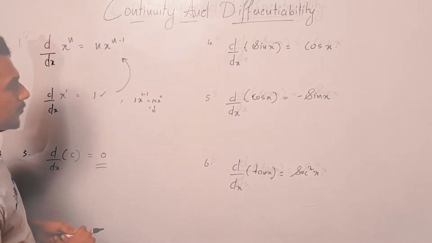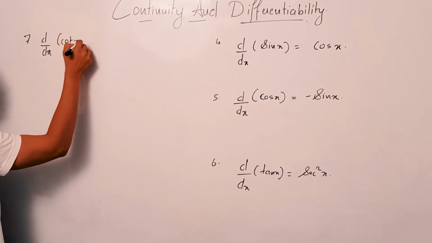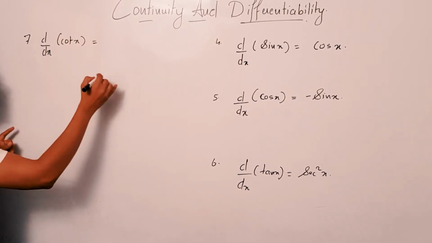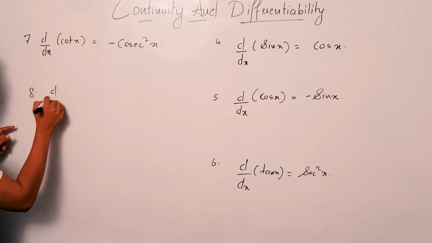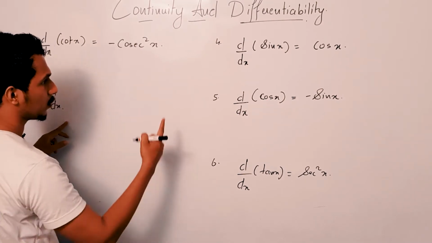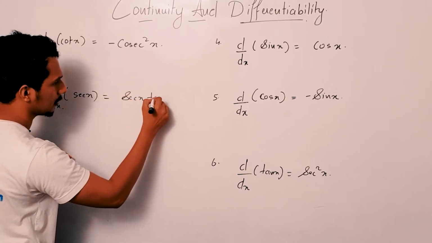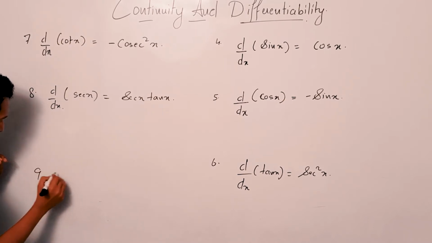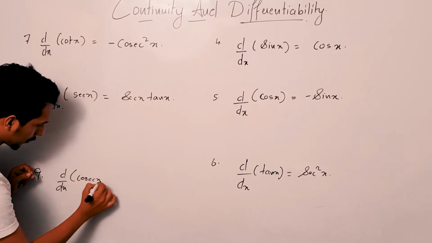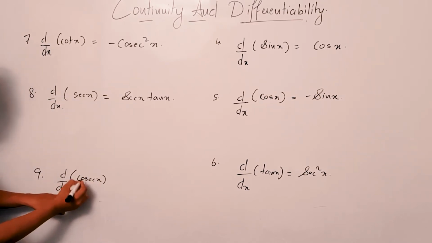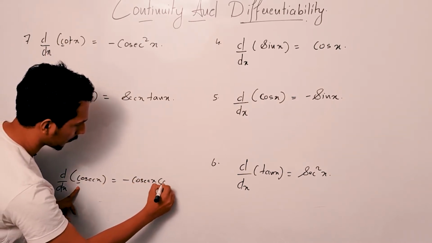We'll go to the next one also. D by dx of cot x is equal to, cot x starts with c, so this will be negative, minus cosec square x. The next is d by dx of sec x, which is equal to sec x tan x. The ninth one is d by dx of cosec x. Cosec x starts with c, so it will be negative, minus cosec x cot x.